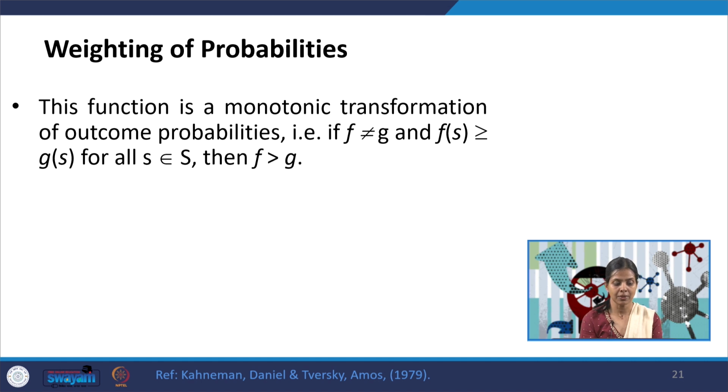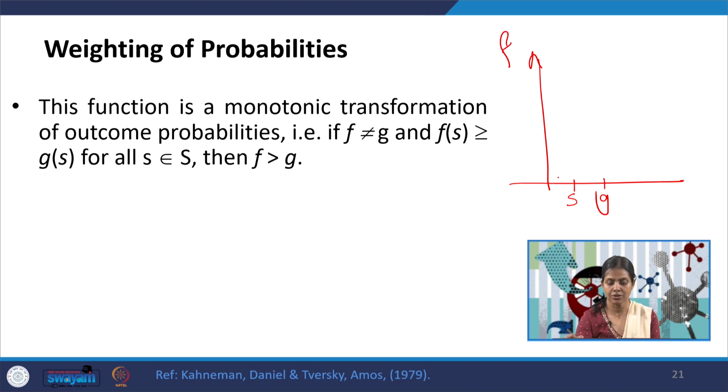This simply implies that if I try to draw a monotonic function, I have, say, s and g here, I am measuring the functional form here, then a monotonically increasing function would say that if s is greater than g, then f s will also be greater than f g, right. So, this is what it implies in pretty simple terms.